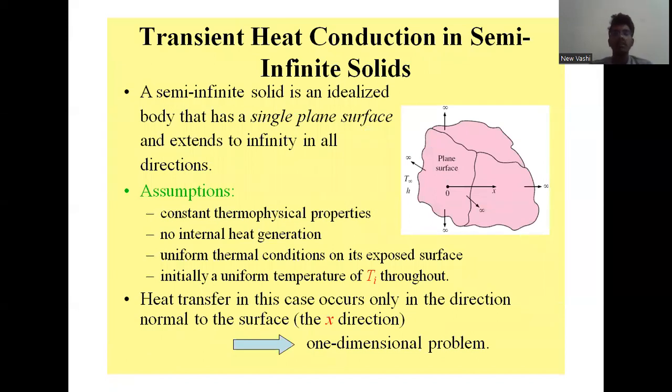Transient heat conduction in semi-infinite solids. A semi-infinite solid is an idealized body that has a single plane surface and extends to infinity in all directions. Assumptions: constant thermophysical properties, no internal heat generation, uniform thermal condition on its exposed surface, initially a uniform temperature of Ti throughout. Heat transfer in this case occurs only in the direction normal to the surface, the x direction, so it is a one-dimensional problem.